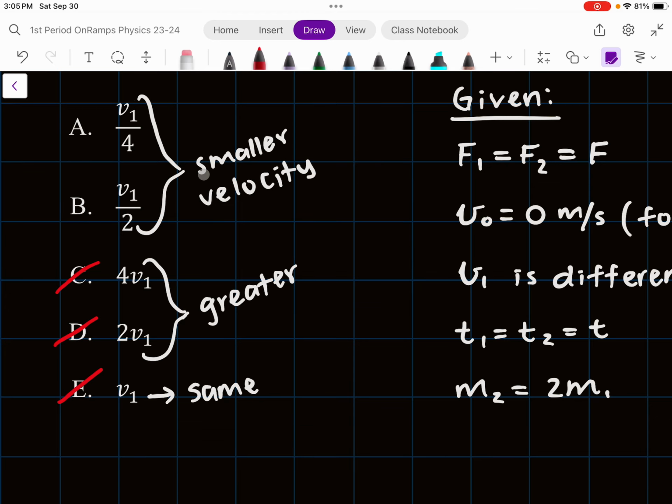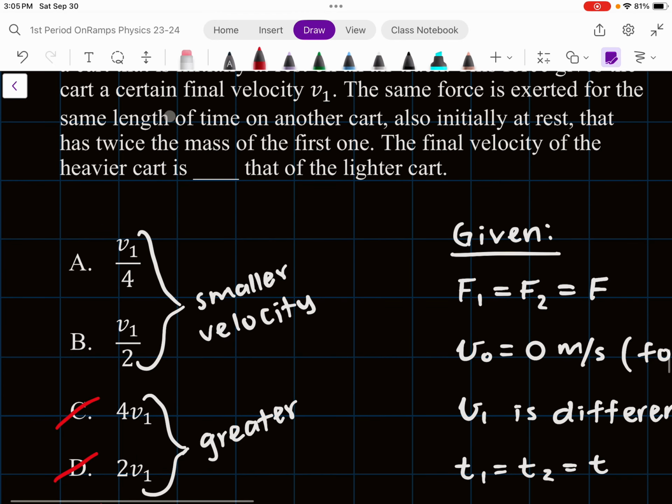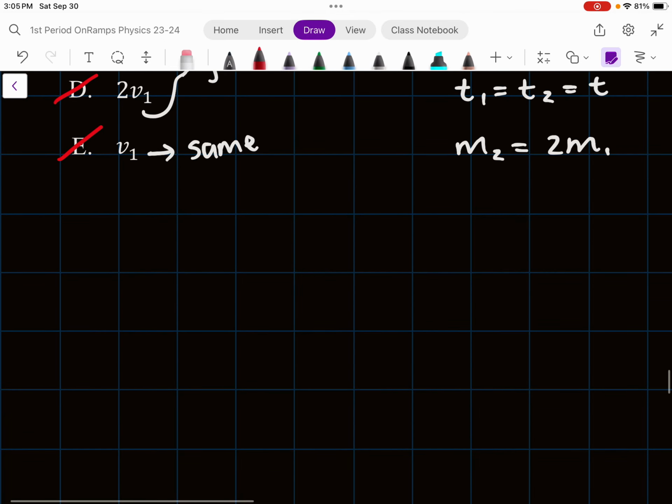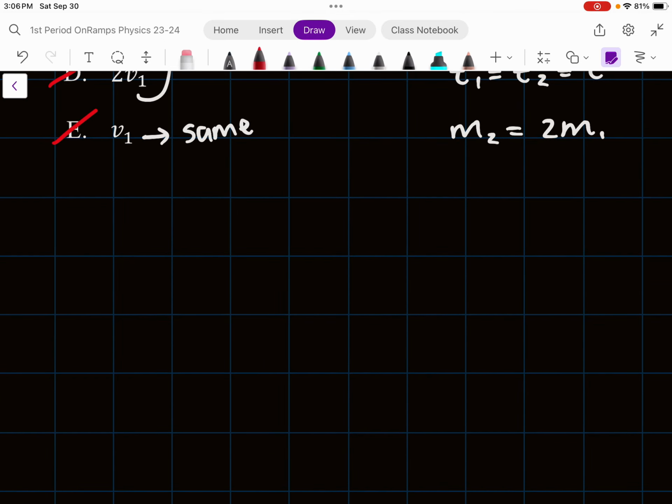Which one is it? Well, I think some of you already know because you have twice the mass, right? So then that would correspond to 1/2. But let me show you how to prove it using equations. Substitution. This is a great skill, especially for those of you taking the AP test, and also for the on-ramps, okay? Because there's questions like this.